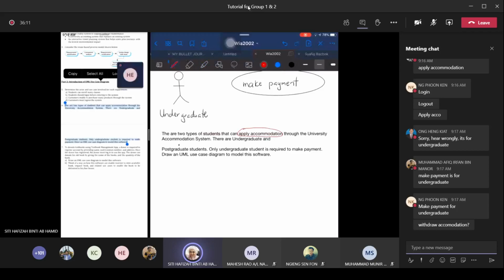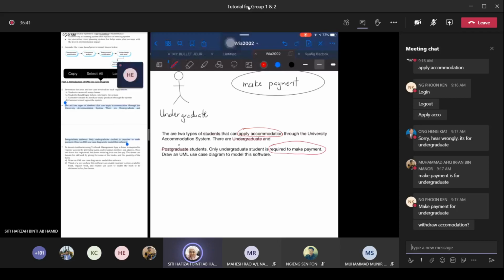Through the university accommodation system, they are undergraduate. So you know the undergraduate is an actor. And then postgraduate student, so this is another actor. Okay. Only undergraduate students are required to make payment. So you know that required to make payment is the action, the verb. So that's why you choose make payment.